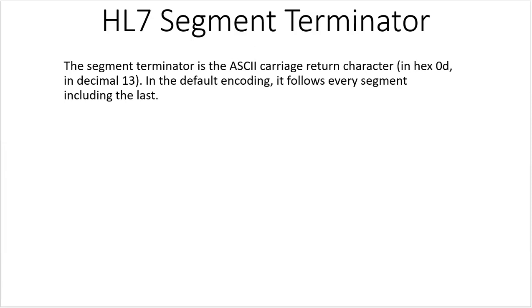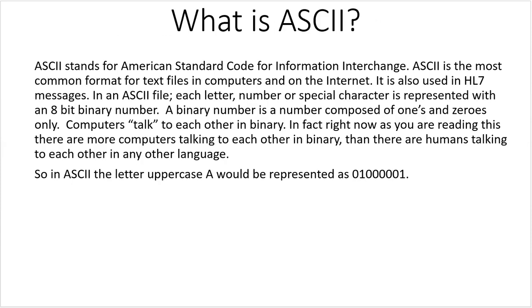Okay, today we're going to talk about the HL7 segment terminator. The segment terminator is the ASCII carriage return character. In hex, it's represented by numeral 0, letter D, and in decimal, it's represented by 13. In the default encoding, it follows every segment, including the last.